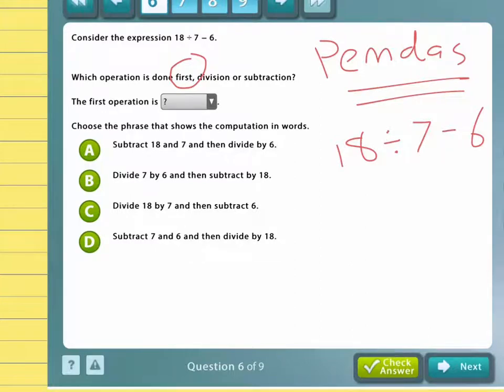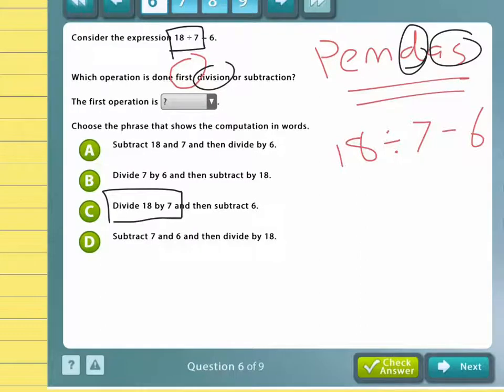Which operation is done first, division or subtraction? Well, in PEMDAS, division comes first. We've got division here, and addition, subtraction here. So division always comes first. So the first operation should be divide 18 by 7. And that should be the first operation there.